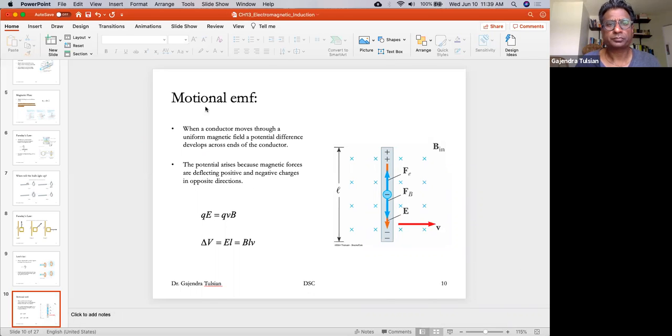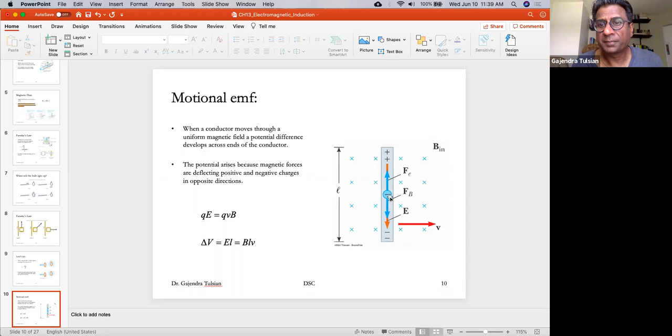Okay. So motional EMF. In this setup, you have a magnetic field into the plane of the paper. In the presence of this magnetic field, let's say you take a metal rod and move it perpendicular to the magnetic field. If you move it perpendicular to the magnetic field, in the metal rod there are free charges, and the charges are moving in the presence of a magnetic field, so they feel a force.